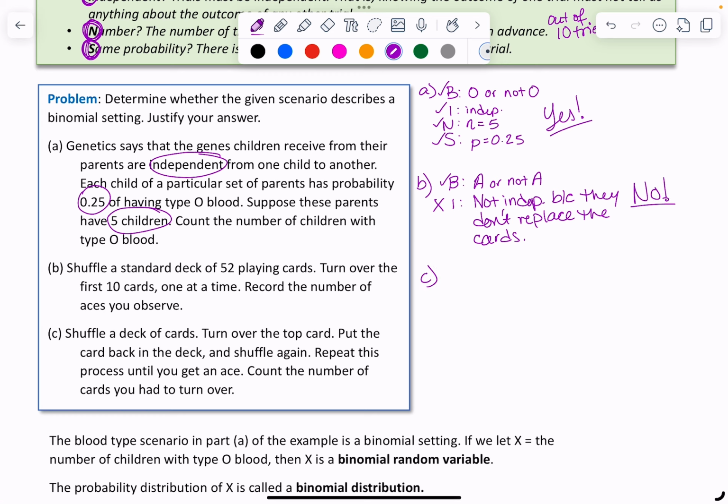All right, C. Shuffle a deck of cards, turn over the top card, put it back in the deck, and shuffle again. Repeat this process until you get an ace. Count the number of cards you had to turn over. All right, so we do have a binary: you have ace or not ace. So it is binary. It is independent because they replaced the cards.